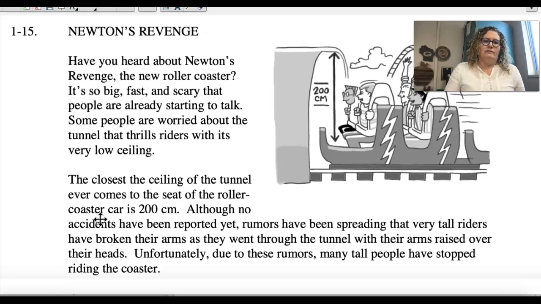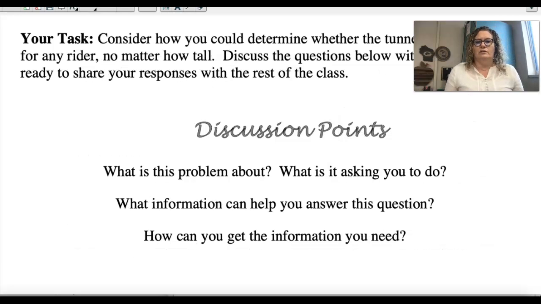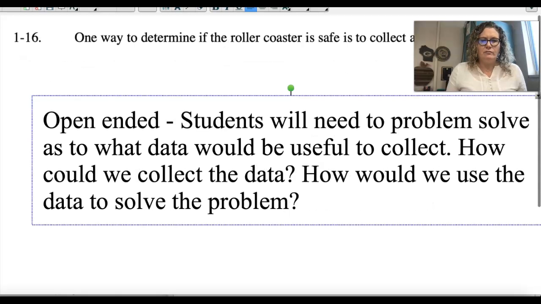The first part of this is trying to problem solve: what is it that we really need to collect? What's the problem about? What is it asking you to do? What information can help you answer this question? And how can you get the information you need? So a lot of CPM's textbook problems are problem-based, and then they give them these discussion points, which is like our heuristics that we've been studying.